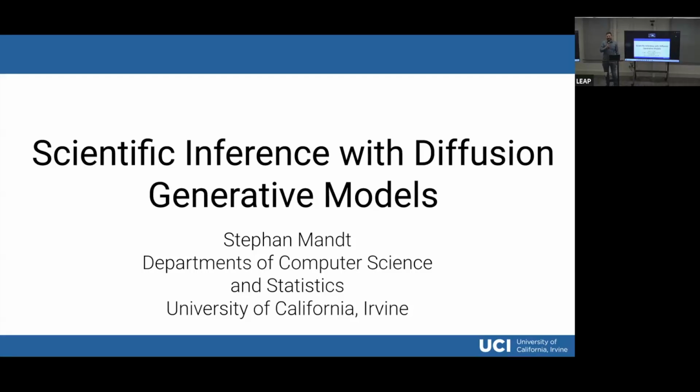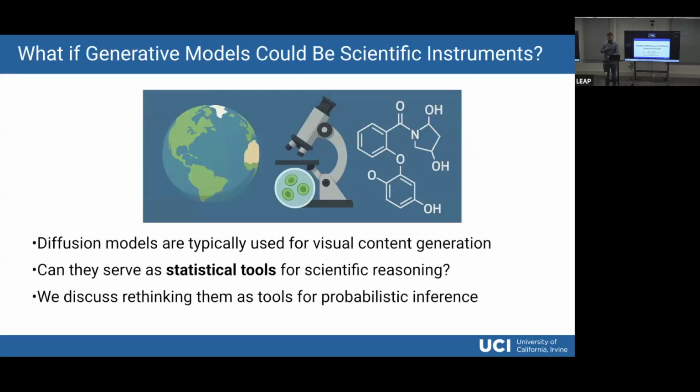Yeah, the title of my talk today is Scientific Inference with Diffusion Generative Models. And the main idea is roughly like that, right? Diffusion models are typically mainly used for visual content. We've seen a lot of progress for image generative models, right? Artifact removal of various sorts, super resolution, video generation, and so on and so forth.